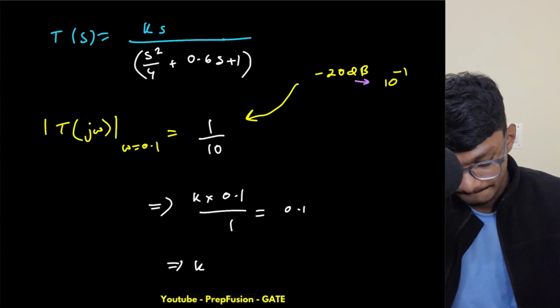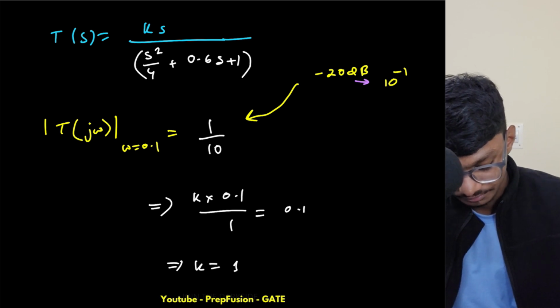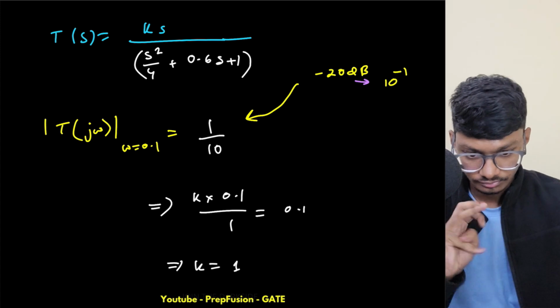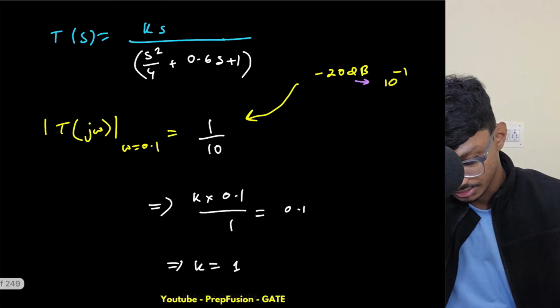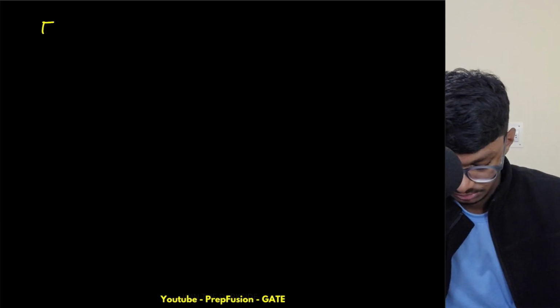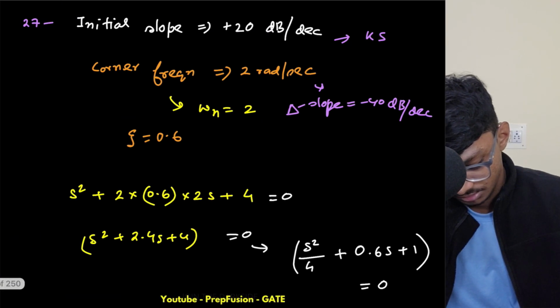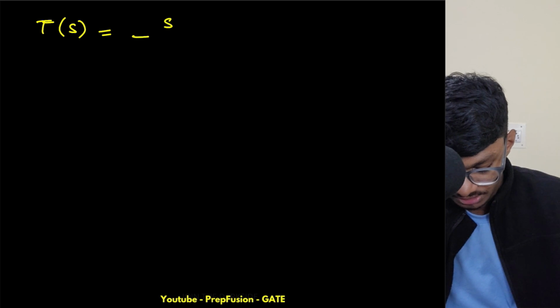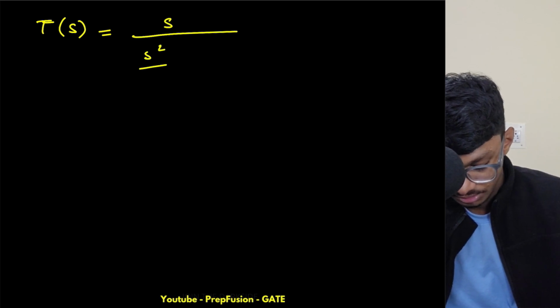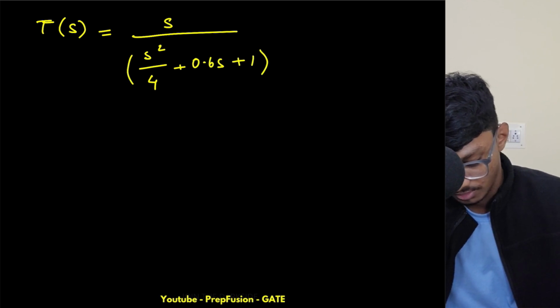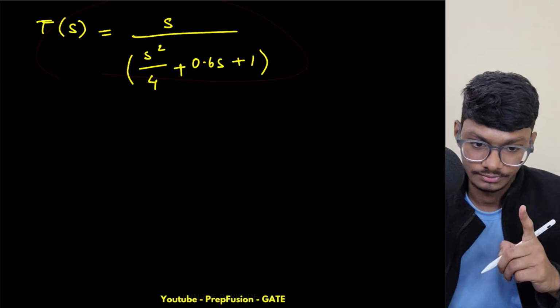So my k will be equal to 1 itself. K will be 1 itself. Okay, so my value of k is 1. Now we got the transfer function. Transfer function equals simply s divided by s square over 4 plus 0.6 s plus 1. Okay, so this is my transfer function.